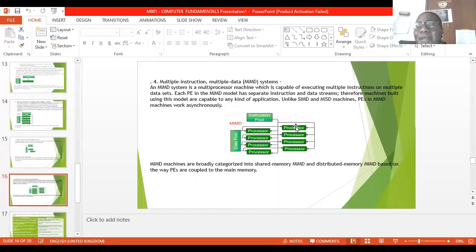MIMD has the capacity to execute multiple instructions on multiple data sets.